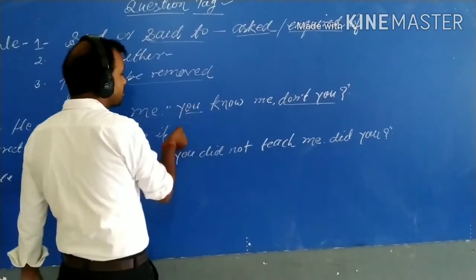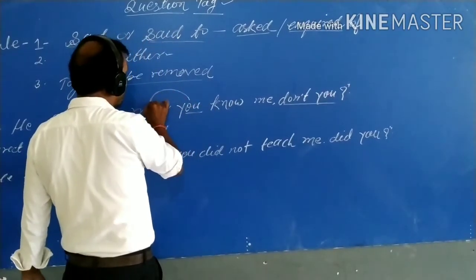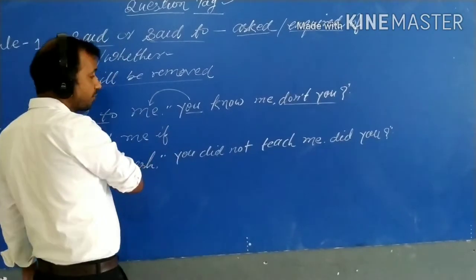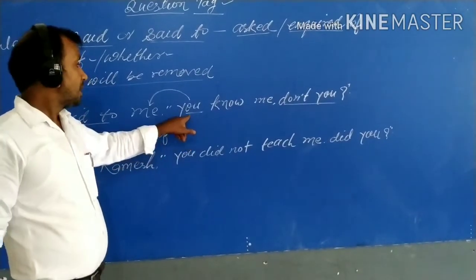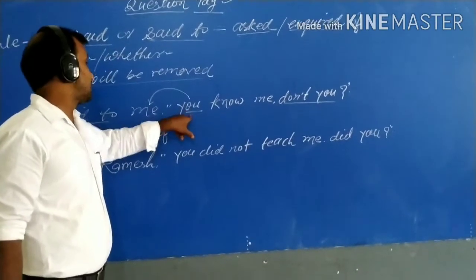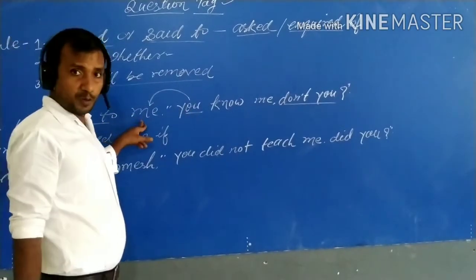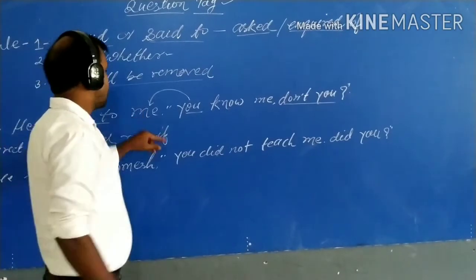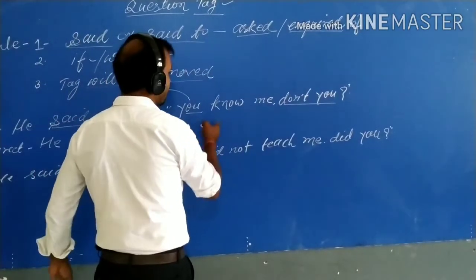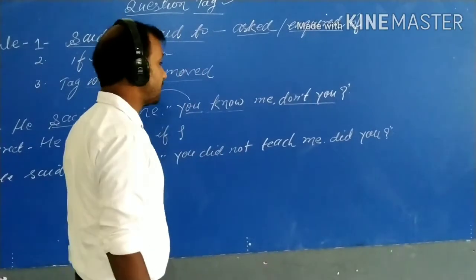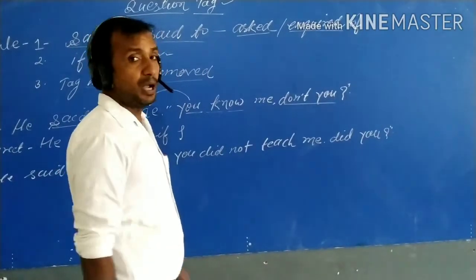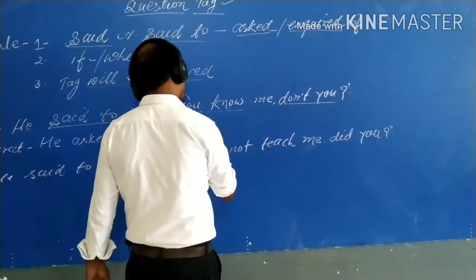You will change according to the object of the reporting verb, because you is the second person pronoun, and the second person pronoun will change according to the object of the reporting verb, and the object of the reporting verb is me. That's why here I. And this sentence refers to present indefinite. You know me. Present indefinite converts into past indefinite, then knew.